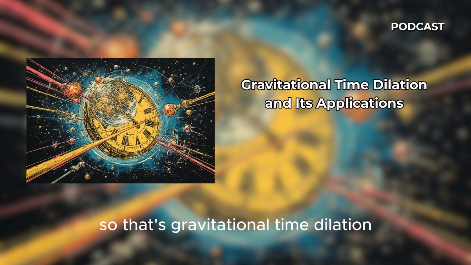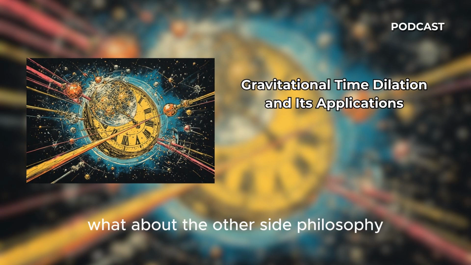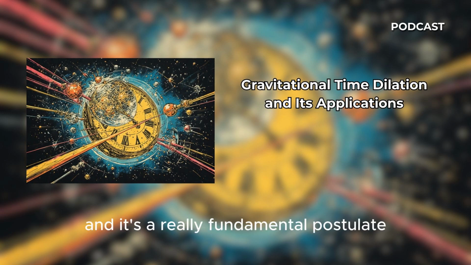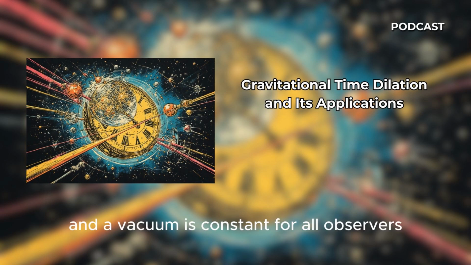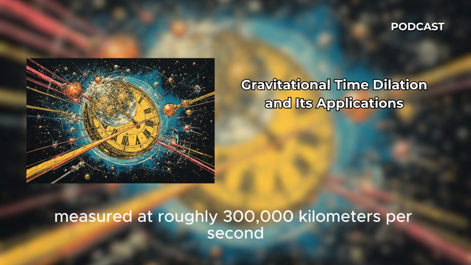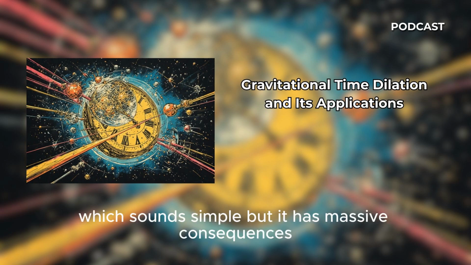Okay, so that's gravitational time dilation. What about the other side, velocity? Speed affecting time. Right, velocity time dilation. This comes from special relativity, and it's a really fundamental postulate. The speed of light in a vacuum is constant for all observers. Regardless of how fast the observer is moving. Exactly. Always measured at roughly 300,000 kilometers per second, which sounds simple, but it has massive consequences.